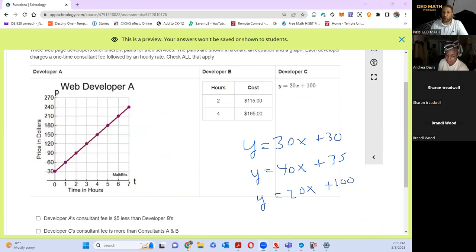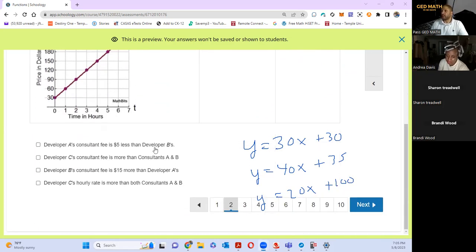So now they have several questions, and this was A, B, and C. Let me put that down too. Developer A's consultant fee is $5 less than developer B's. That's true, because developer A was a $30 consultant fee, B is 35. So that is $5 less.